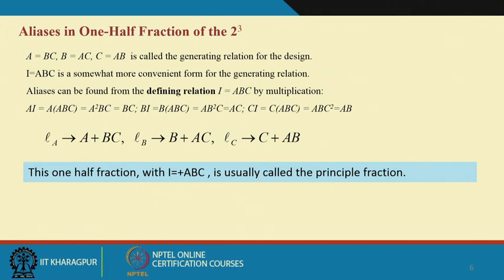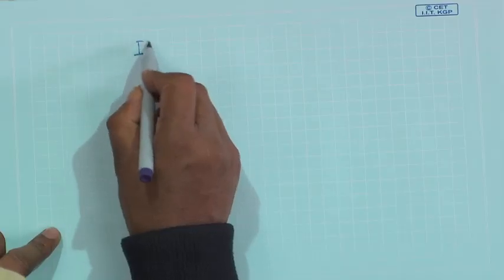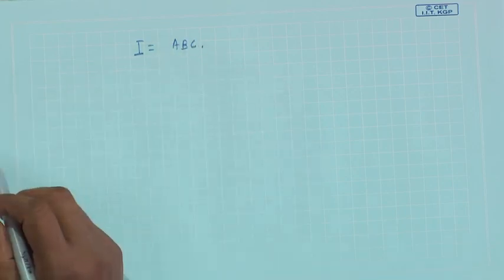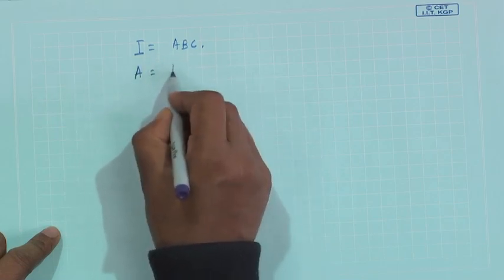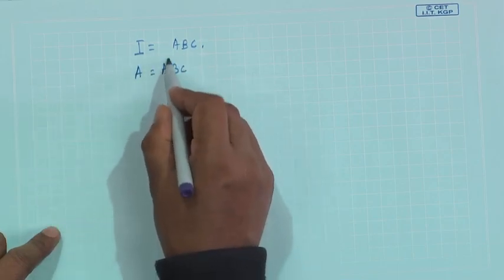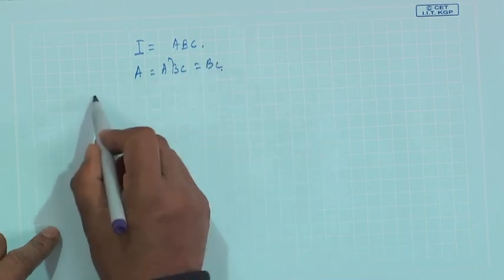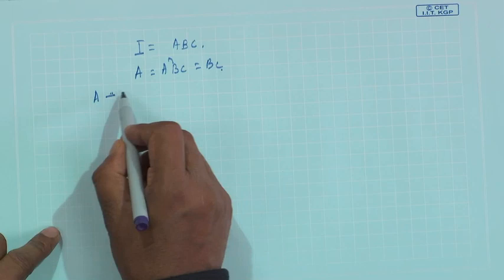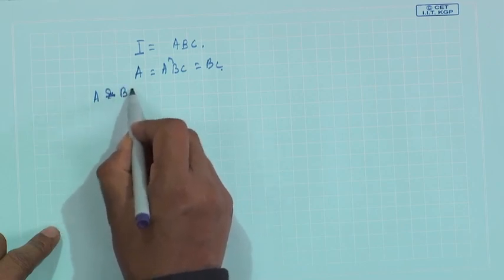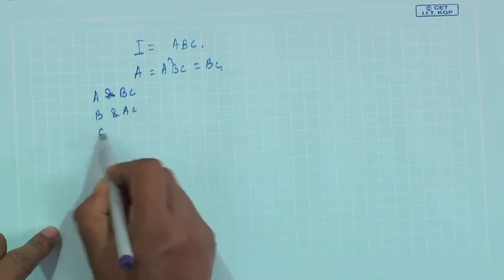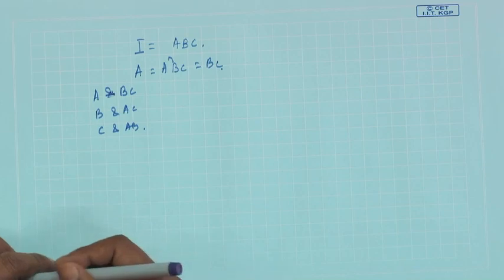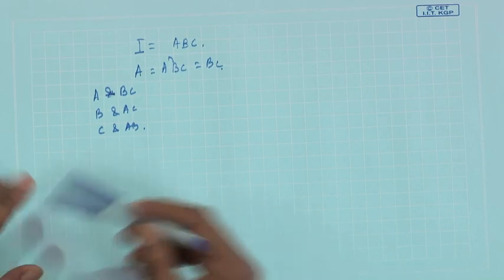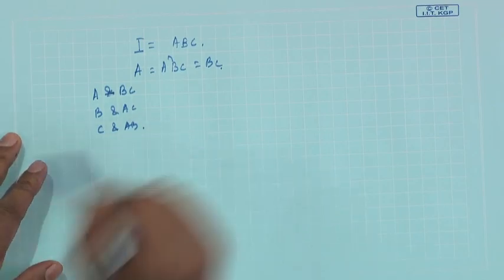How do you get this? You see here your generator I equal to ABC. If you multiply it with A here, you are getting BC here, because this is A squared BC equal to BC. So, that is why we are saying A and BC are aliased. Similarly, B and AC, C and AB. And if you find out, this is the alias structure in this design.